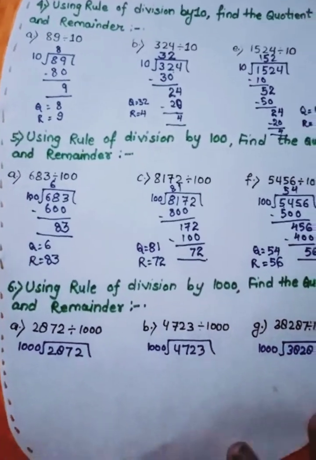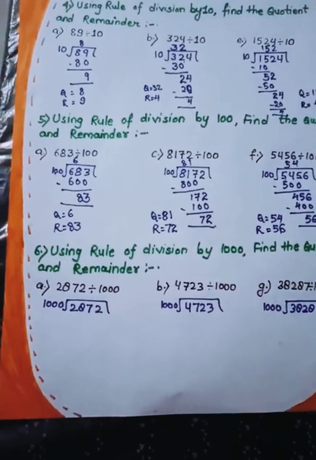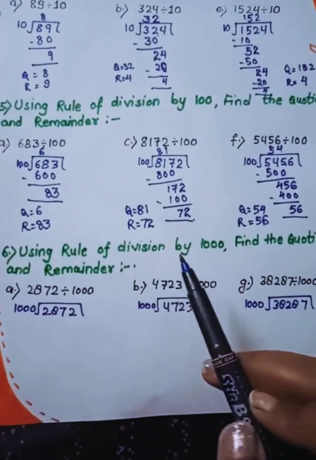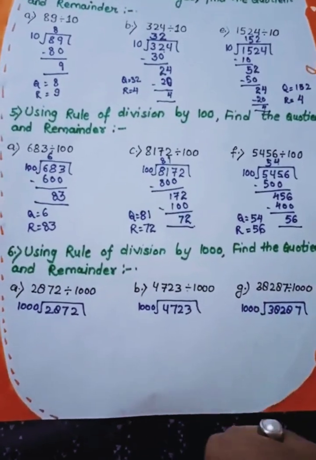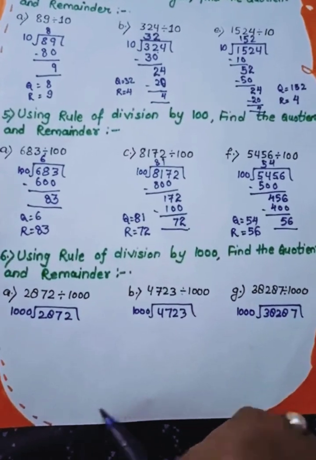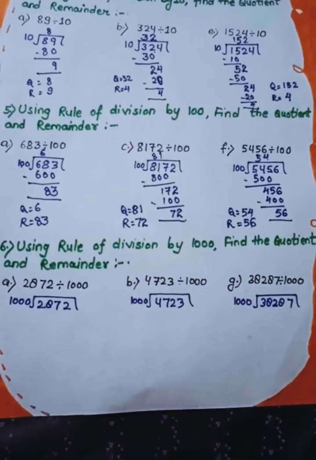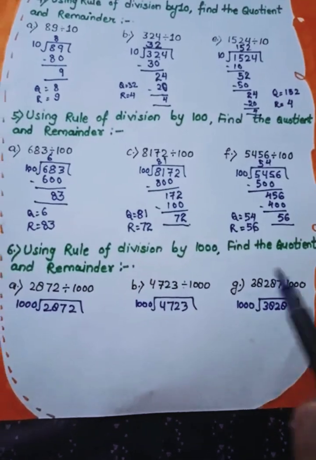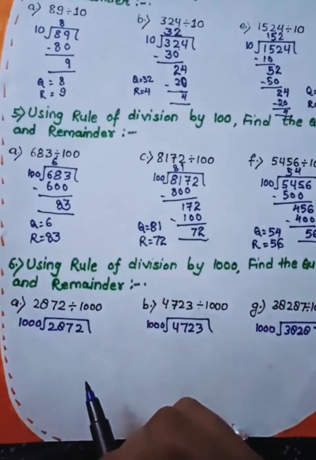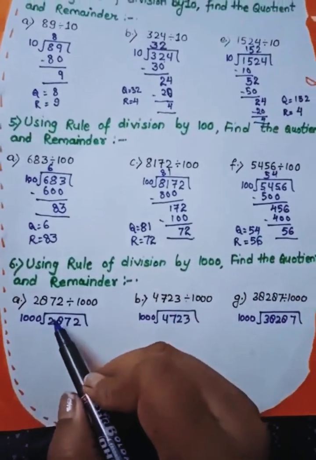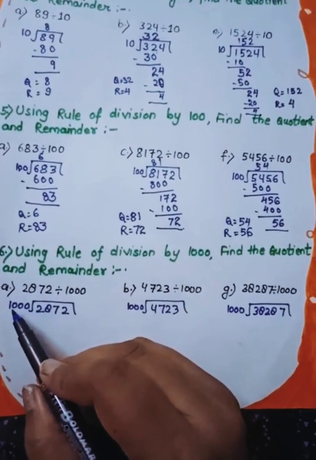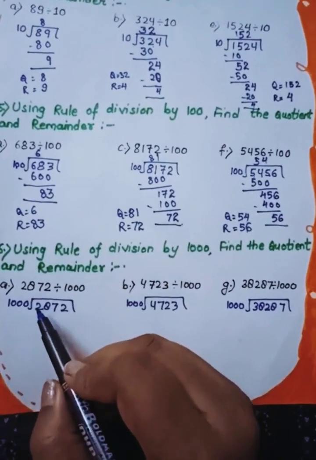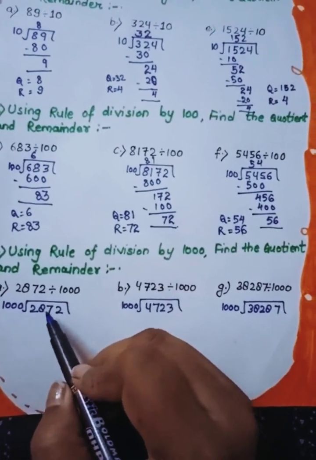Okay, now moving on to question number 6. Using the rule of division by 1000, find the quotient and remainder. Now for this, what we have to do, we have to take 4 digits together, because here we have 1 2 3 4. So here also we have to take 4 digits all together.